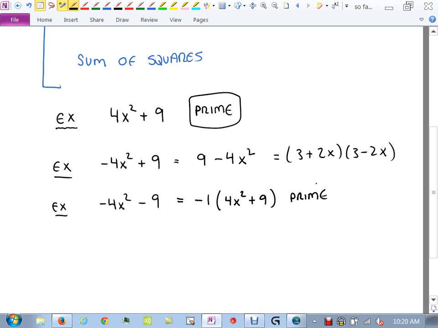If you knew right here it was prime, I'd be okay with that. If you did this to kind of just double check yourself, that's fine also. What I wouldn't want you to do is something like this: negative 2x squared minus 3 squared. That's not correct, right? You square negative 2 and you get positive 4. You don't get negative 4. Okay, so sum of squares is kind of like our good case, right? That's the nice one.